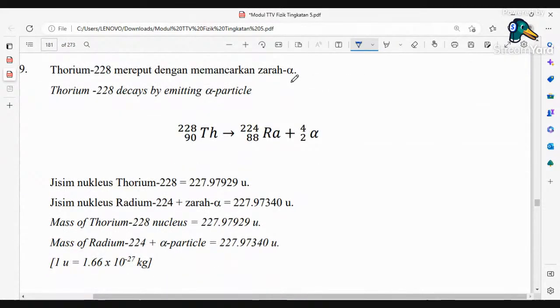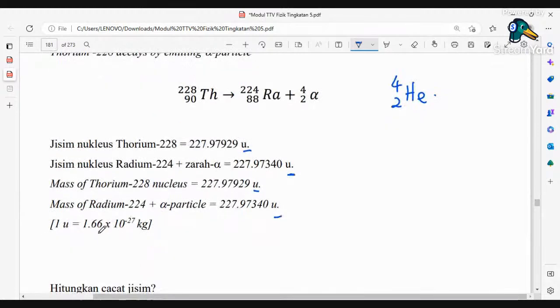Okay, number 9, thorium-228 decays by emitting an alpha particle. So this is alpha. Alpha is 4/2 He. So you have thorium, the mass of the nucleus, thorium and radium given in U, atomic mass unit. 1 U is 1.66 times 10 to the power negative 27 kilogram. So why do they state in U? Because the size or the mass of the nucleus is very, very small, so it is easy to state in atomic mass unit.